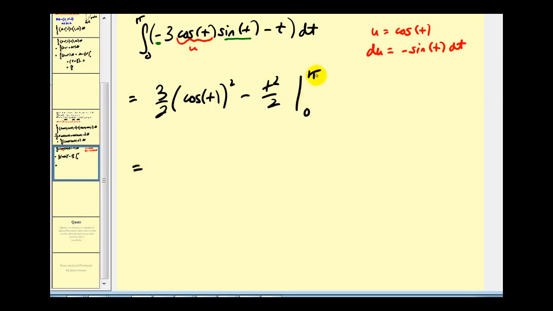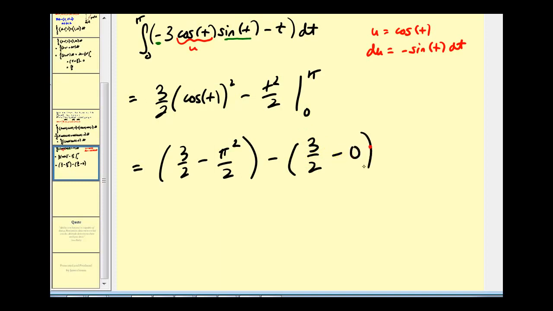First evaluate this at pi. Well, cosine pi is equal to negative 1. Negative 1 squared is 1. So we'll have 3 halves, then minus pi squared over 2. And then when t is 0, cosine 0 is 1. 1 squared is 1 times 3 halves. And then minus 0. So the 3 halves simplify out, and we're left with negative pi squared over 2 as the work performed by this vector field.